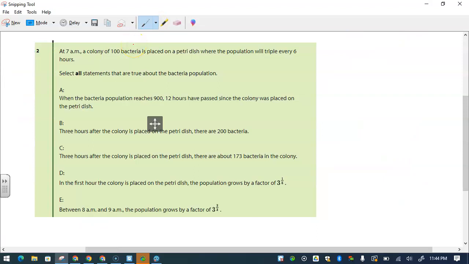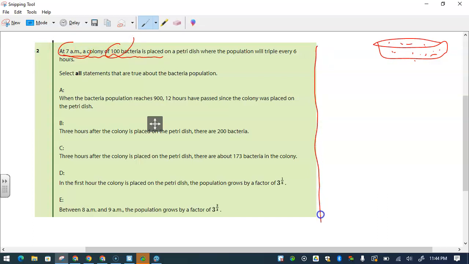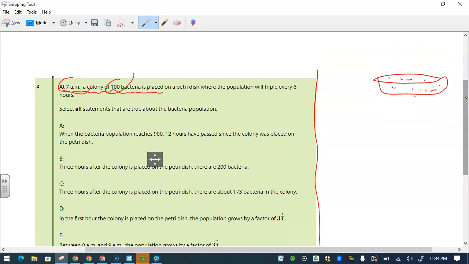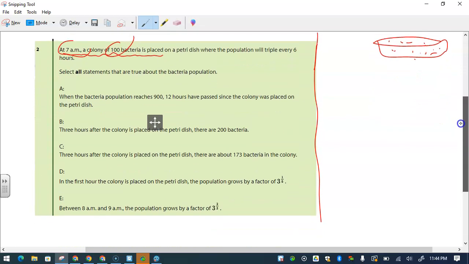The second question is: at 7 a.m. a colony of 100 bacteria. So read this question. There is a bacteria dish, something like this, let's say, and here there are bacteria inside. In the beginning, it says at 7 a.m. it is 100. So let me draw this to understand this better.